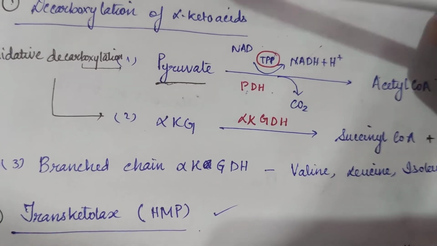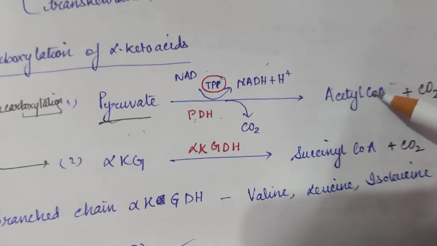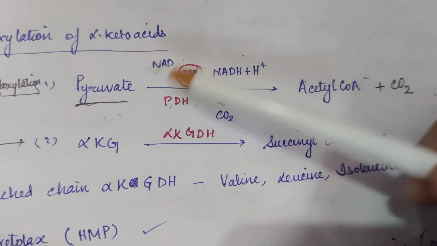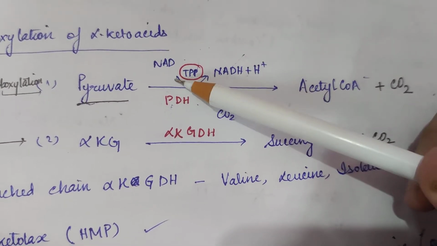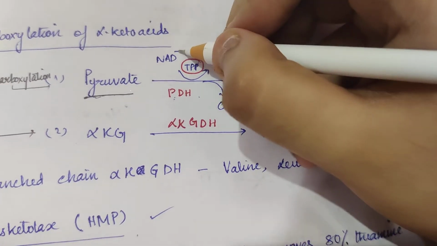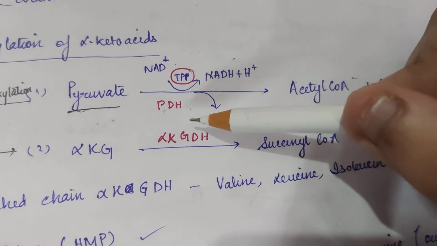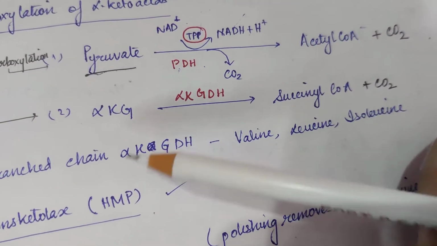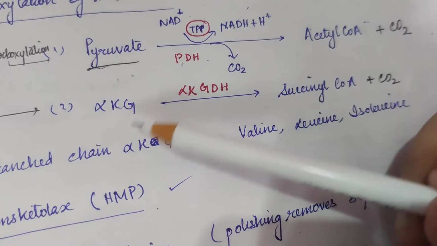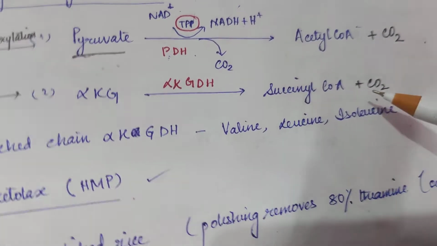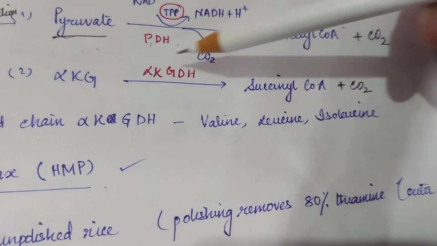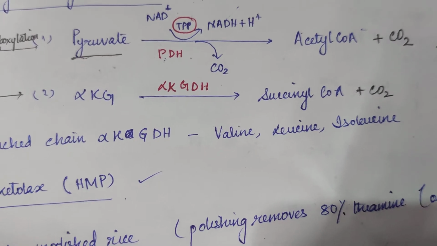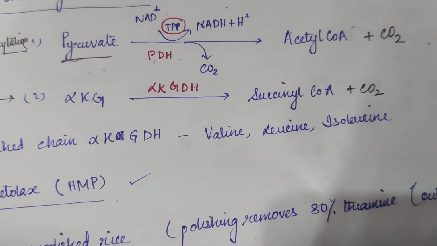Next, this is also called oxidative decarboxylation. Why? Because oxidation is taking place: H plus is taken off from pyruvate and given to NAD plus, and then decarboxylation is done. So this is oxidative decarboxylation. The second reaction is alpha ketoglutarate to succinyl coenzyme A. This is the step of the Krebs cycle where we require alpha ketoglutarate dehydrogenase. Decarboxylation also occurs here, and this also requires TPP.